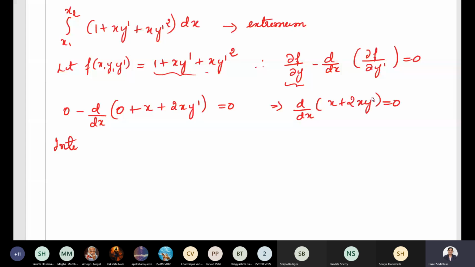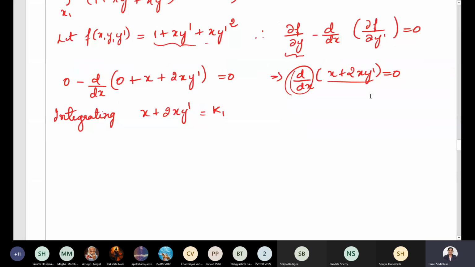Next, we integrate. On integrating, x plus 2x y dash is equal to some constant. Let's take this as k1. So integration and differentiation get cancelled, and we get x plus 2x y dash equal to k1. Integration of a differentiation will be the term itself. I hope this is clear, everyone. Is this step clear to everybody? Yes, ma'am. Okay.